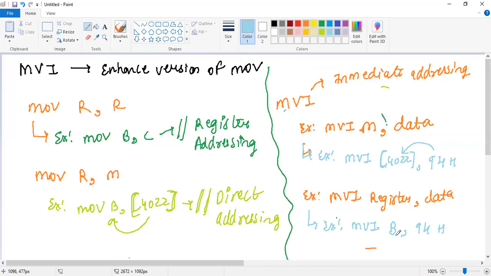I hope this one is clear to you. If you have any doubt regarding the move instruction or MVI instruction, you can ask by unmuting yourself. If anyone has any doubt regarding move and MVI, they can ask.